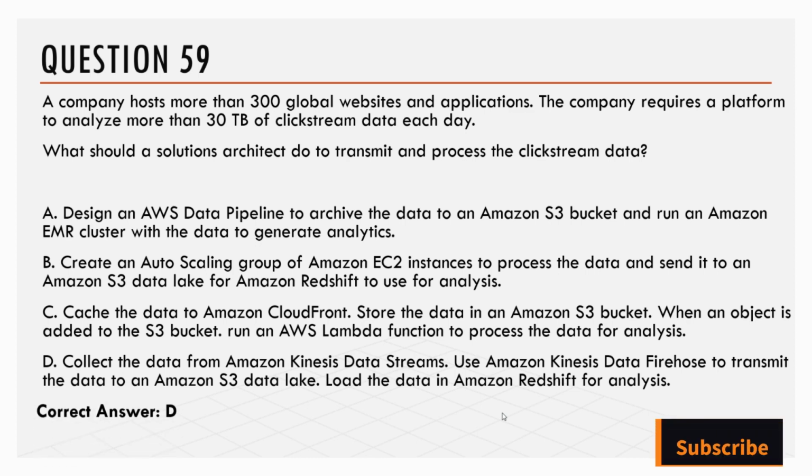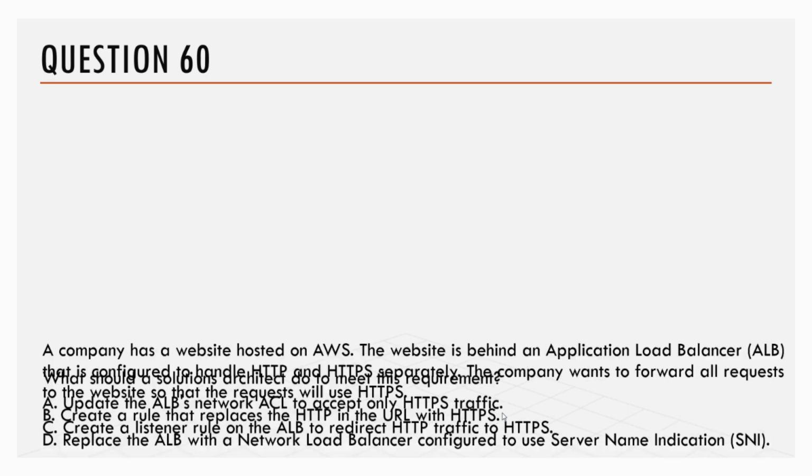And the correct option is D. Collect the data from Amazon Kinesis Data Streams. Use Amazon Kinesis Data Firehose to transmit the data to an Amazon S3 data lake. Load the data into Amazon Redshift for analysis. Okay, so that's the answer for this question. Now let's look into the next question.